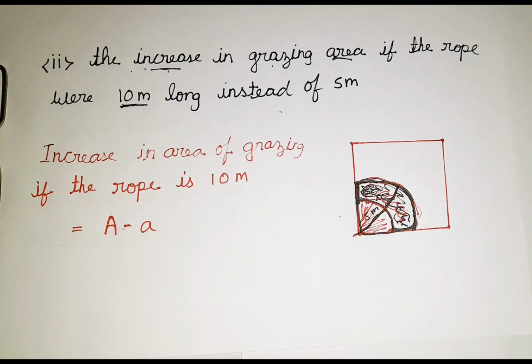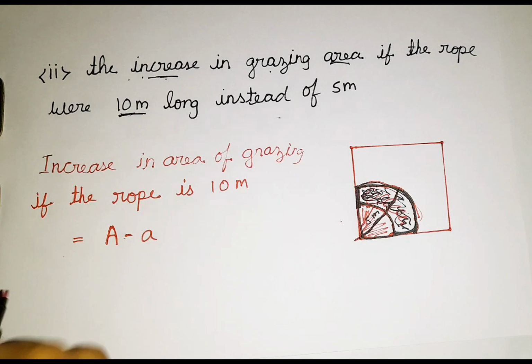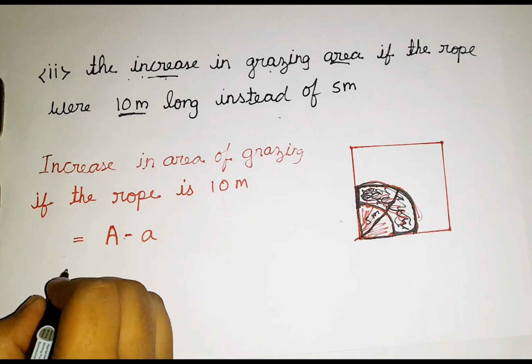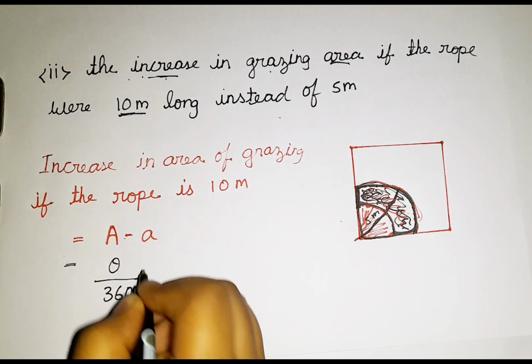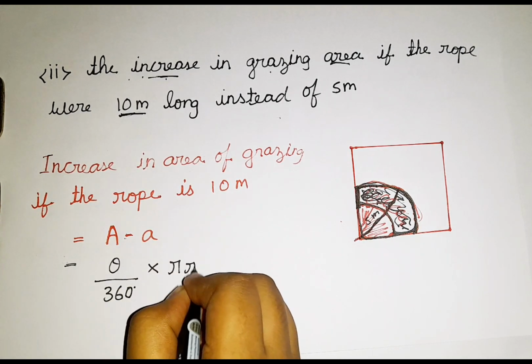How to find it? Let us apply the formula: theta by 360 degrees into pi r squared.